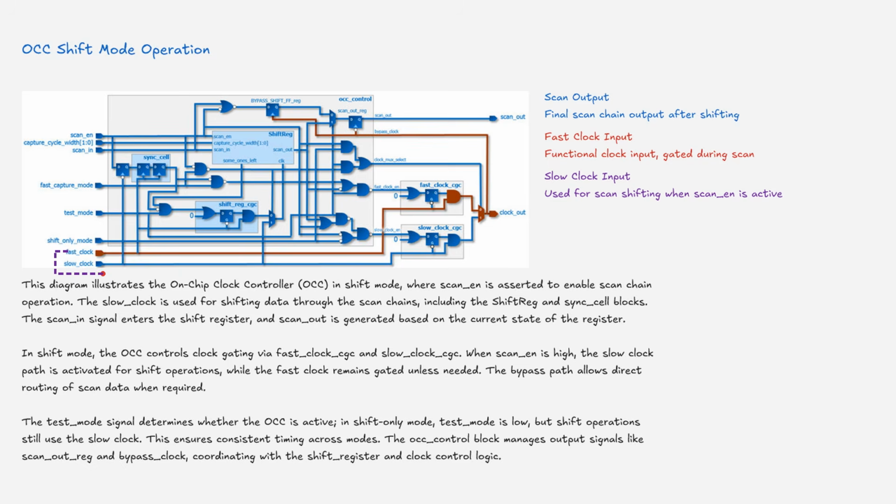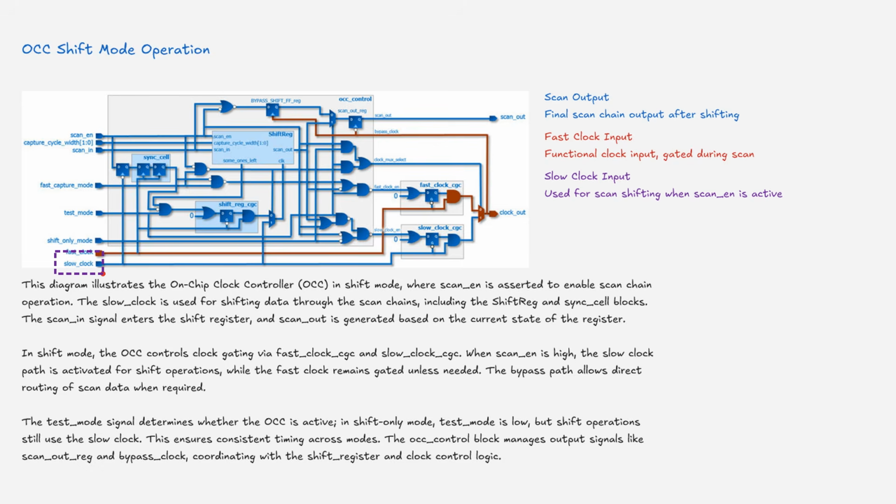The test mode signal determines whether the on-chip clock is active. In shift-only mode, test mode is low, but shift operations still use the slow clock. This ensures consistent timing across modes. The on-chip clock control block manages output signals like scan-out register and bypass clock, coordinating with the shift register and clock control logic.